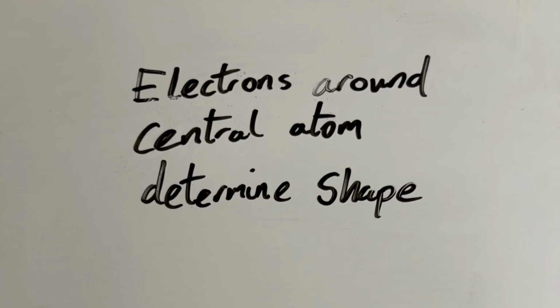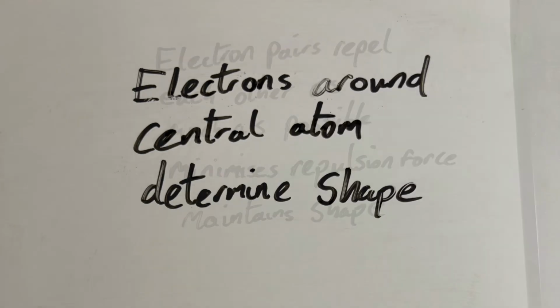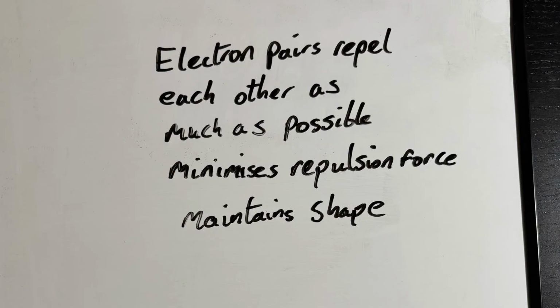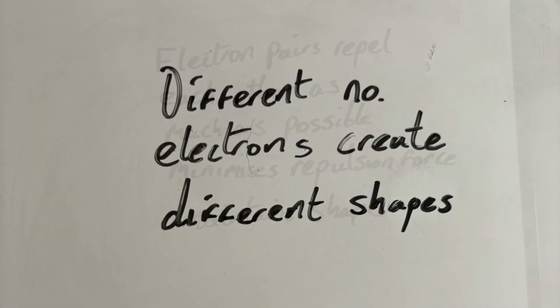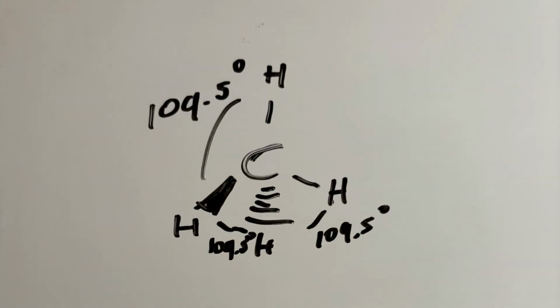Now, on to shapes. Electrons around the central atom determine the shape of the molecule formed because they're negative charges. They want to repel each other as much as possible to minimize the amount of force they're exerting. And this minimum repulsion allows it to maintain its shape permanently. And so, as we saw earlier with sulfur, the different number of electrons create different shapes. So the first shape is tetrahedral, and methane is a great example of this. Because the bonding electrons are repelling each other equally, you end up with a bond angle of 109.5.